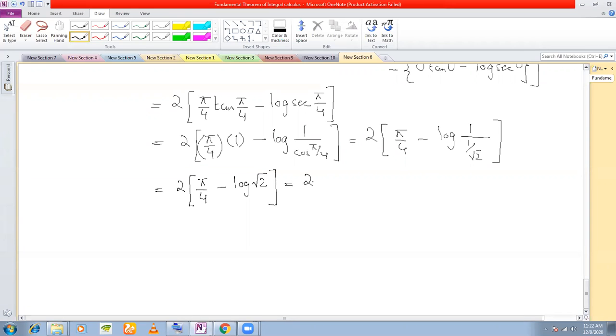So this is twice pi by 4 minus log root 2, which can be written as half log 2, right? Because root 2 is 2 to the power of half. Therefore, log root 2 can be written as half log 2. Now you multiply throughout, you get pi by 2 minus log 2. That's it. That is the answer. Understood? So go through these.